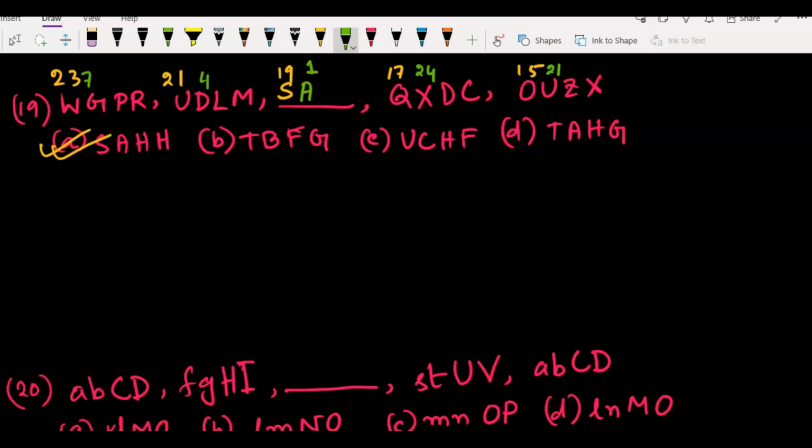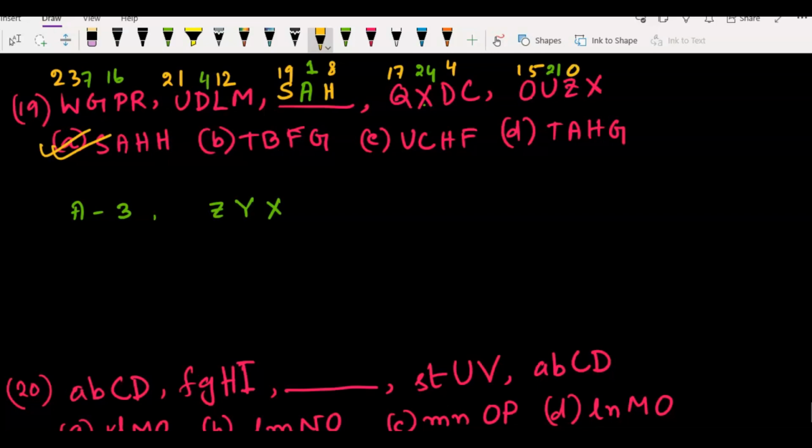Now, A, then minus 3. So you get Z, then Y, then X. So here we get X, and X is 24. 24 minus 3 is 21, that is U. Then P is 16, then L is 12. So here we have minus 4. Then 12 minus 4 is 8. 8 means H. And 8 minus 4, that is 4. So we have D, and D minus 4 gives 0. 0 means Z.